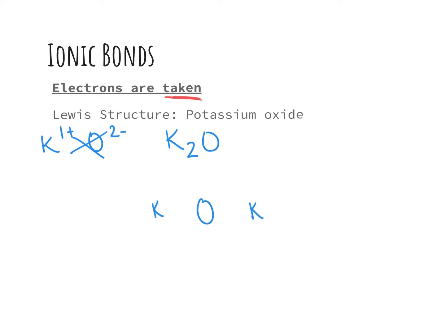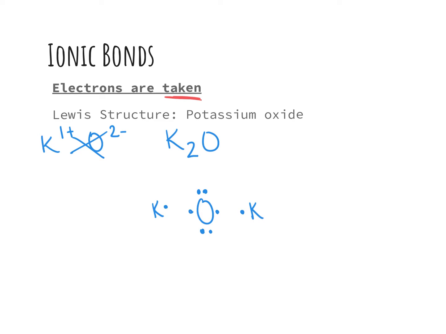All right, so how many valence electrons does potassium have? 1. Okay, 1. So I'm just going to draw a little dot. That's the valence electron. This potassium also has 1 valence electron. How many does oxygen have? 6. Okay, 6. So I'm going to put 6 dots around oxygen.